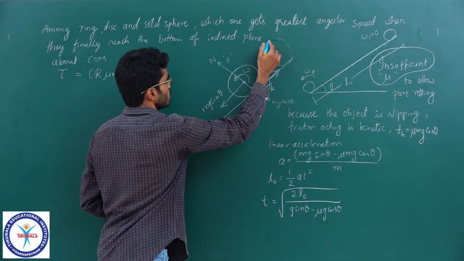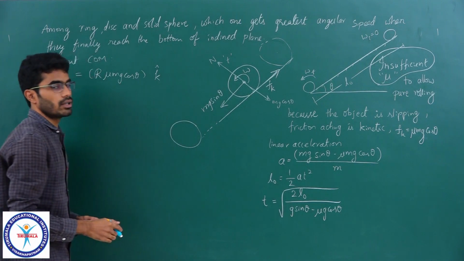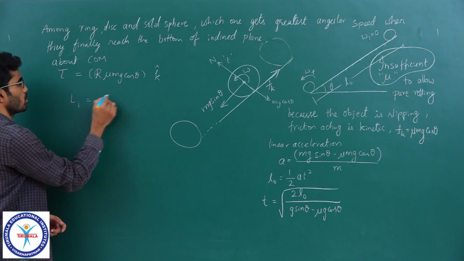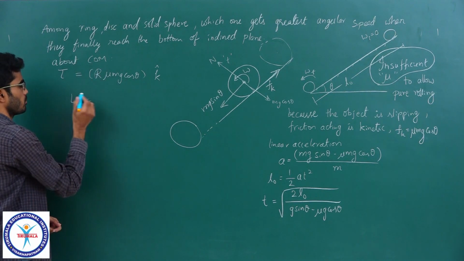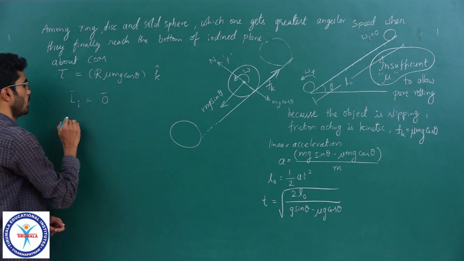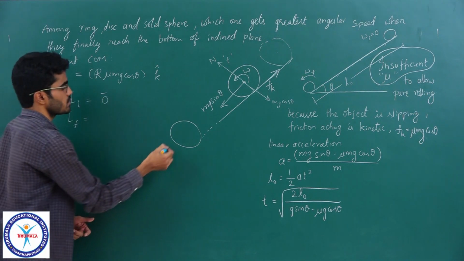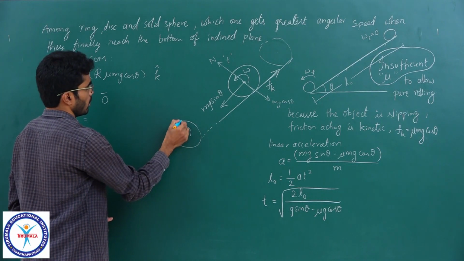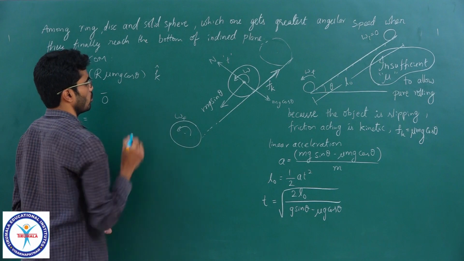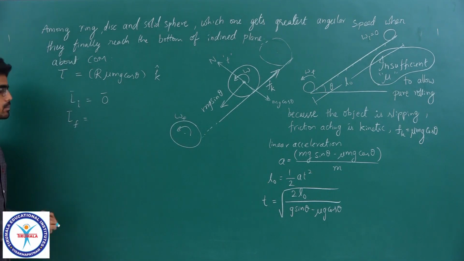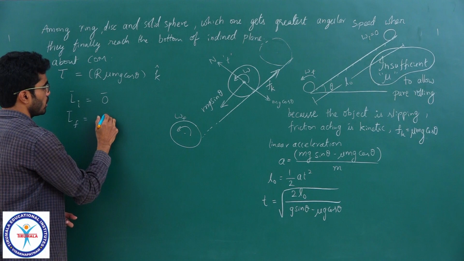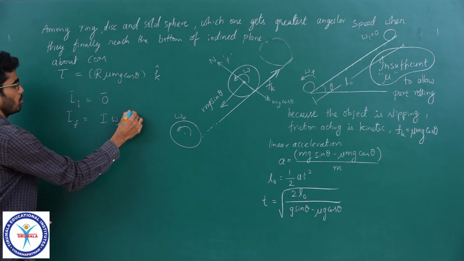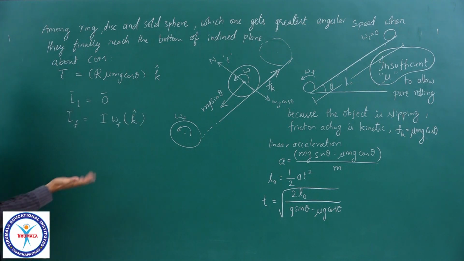So, let us see the final case and the initial case. Initially, the angular momentum is 0 about the center of mass, because the object is not rotating, it just started there. So, initial angular momentum about O will be 0, and the final angular momentum, let us say it has finally achieved some angular speed, omega final, and it is anti-clockwise. So, the final angular momentum is I into omega final, because it is anti-clockwise I am using k cap.